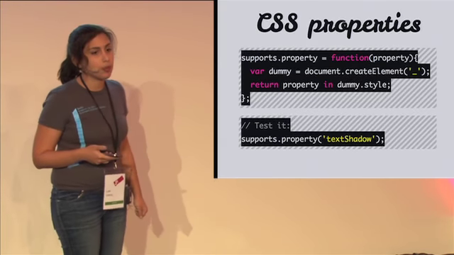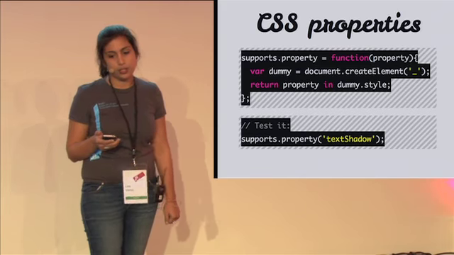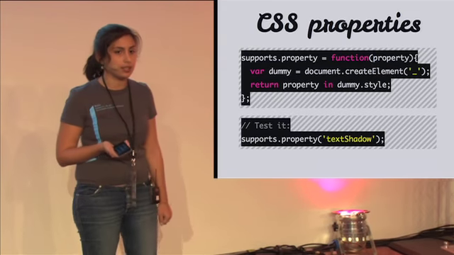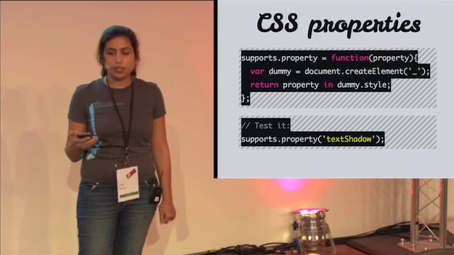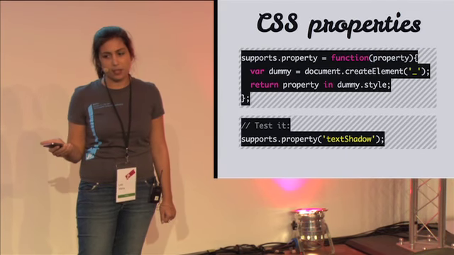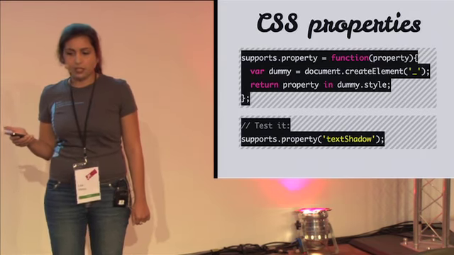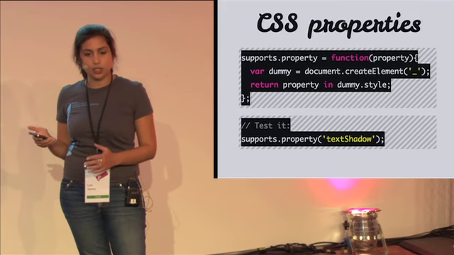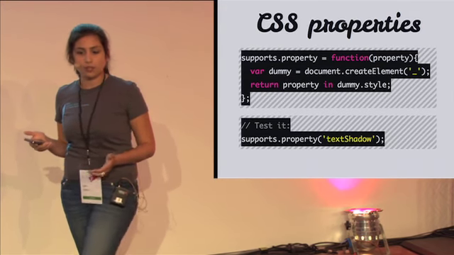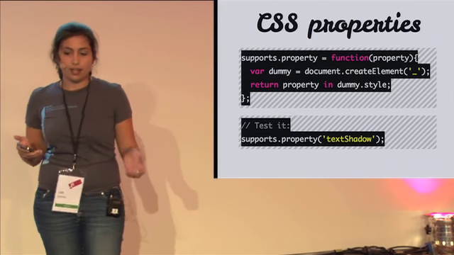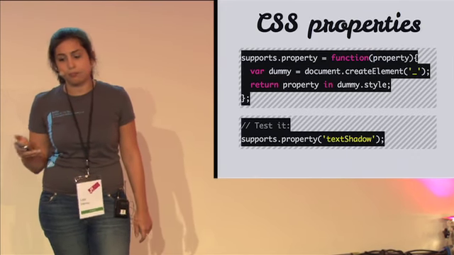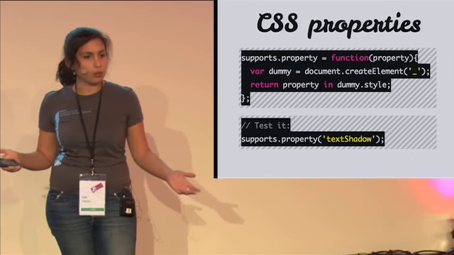Checking if CSS properties are supported is about as straightforward. We just create a dummy element, and we check if the property is in the style object. In actual cases, you shouldn't create a new element every time. I'm just creating a new element here just to make it simpler, but in actual use cases, you should cache it, because it's not really a good idea to just create one every time this function is called. Or maybe you should also cache the results, because if it's supported, it will always be supported.